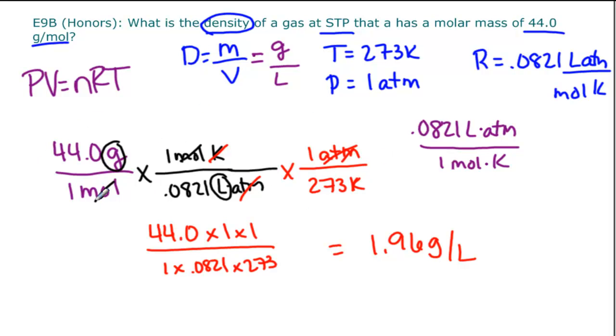You're going to set up the molar mass. You're going to put your R value on the bottom with the flipped units. You're going to put your pressure on the top and your temperature on the bottom. So let's look at one more example.